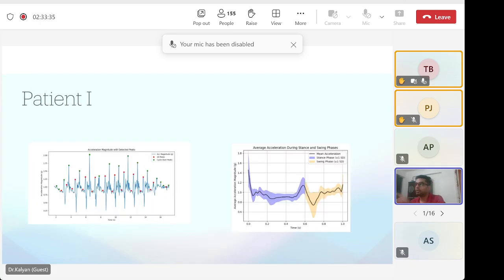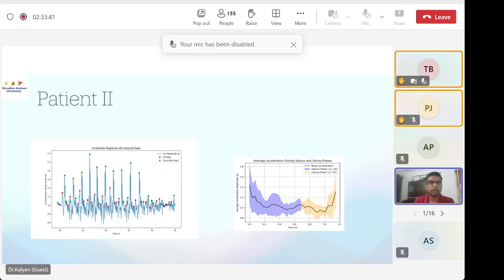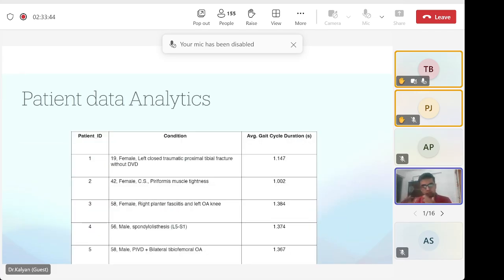Then I'm downloading a video of a patient that we collected data from, and I'll show that. Then this was another patient. So basically we also noted down the patients' medical conditions. We collected data from 5 different patients: a 19-year-old female, a 42-year-old lady, a 58-year-old lady, a 56-year-old male, and a 58-year-old male. Each of them had a different medical condition of their lower limbs. It could start from the hip to the lower limbs.